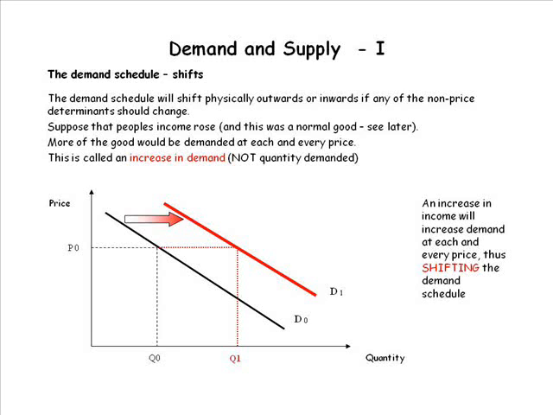Now the first one is to look at people's incomes, and if people's incomes rose, then it is likely that more of that good is going to be demanded at each and every price, and so the demand curve is physically going to shift outwards, and we call this an increase in demand, remember, not an increase in quantity demanded.